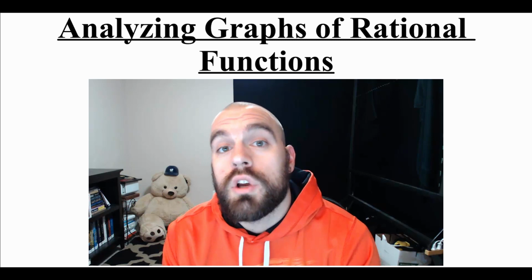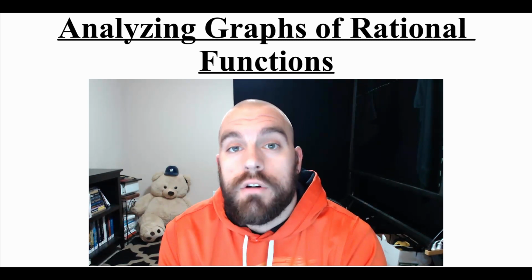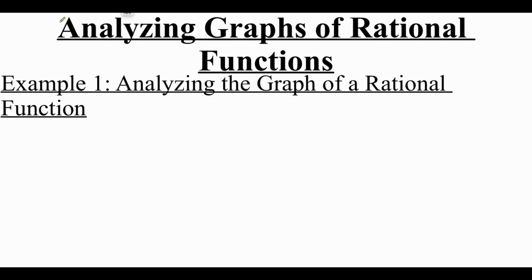In this video we're going to look at analyzing graphs of rational functions. So we're going to take a look at an example, and we're going to look at the function f of x equals x minus 1 over x squared minus x minus 6. And we're going to look at finding a bunch of different things with this function. We're going to find the intercepts, so the x-intercepts and the y-intercepts. We're going to find any asymptotes that our graph might have, and we're going to look at using our limit notation to describe the behavior of our graph.